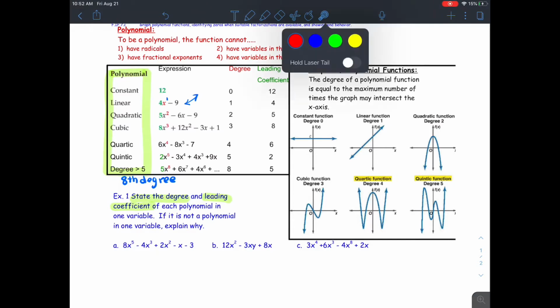So let's go ahead and look at example A. Okay, we want to be careful. These aren't always in descending order. We want to glance and make sure we've got it in descending order. I'm going to look at that highest exponent, and I'm going to use that. It's a 5. That lands me right here in this chart.